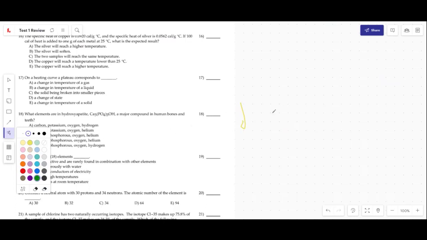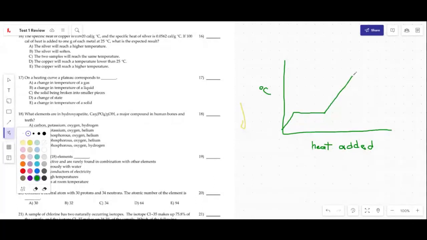So a heating curve looks like this. This is the degrees Celsius or the temperature, and this is heat added. Let's say this is ice. It warms up until it reaches the freezing point, at which point the temperature stops going up. It just goes across, and then it increases again until it reaches the boiling point, and then it flatlines for a while, and then it increases again.